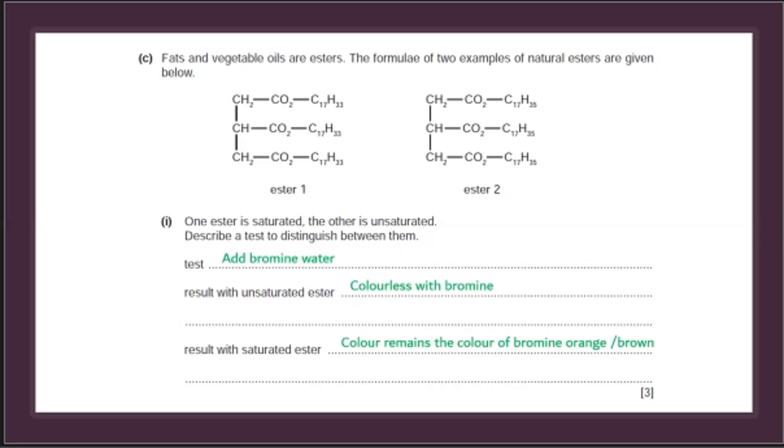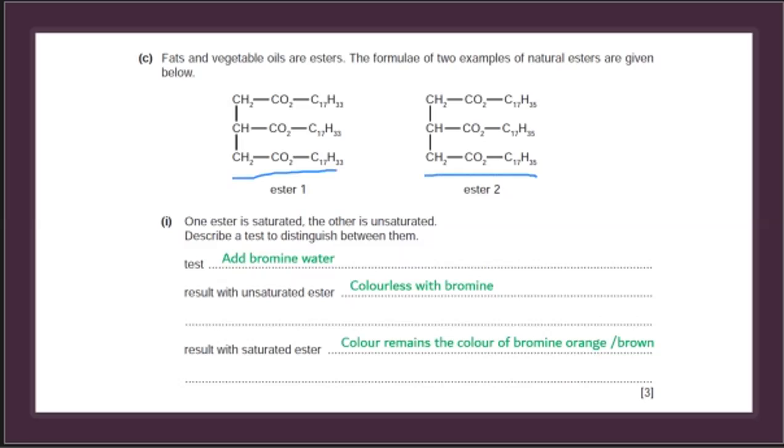All right, so moving along. Fats and vegetable oils are esters. The formulae of 2 examples of natural esters are given below. So they have 2 esters. You have one over on this side here, ester 1, and on this side here we have ester 2. One ester is saturated and the other is unsaturated. Describe a test to distinguish between the 2 of them.